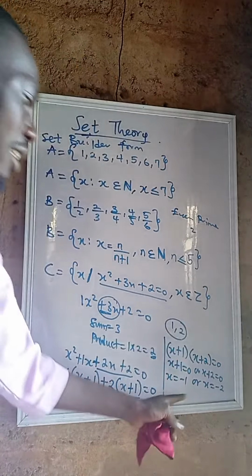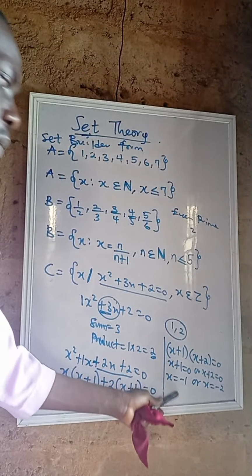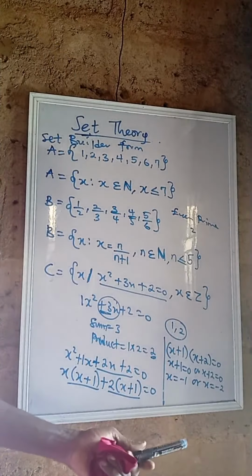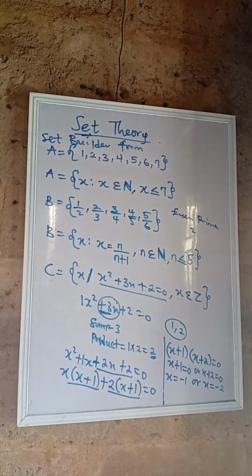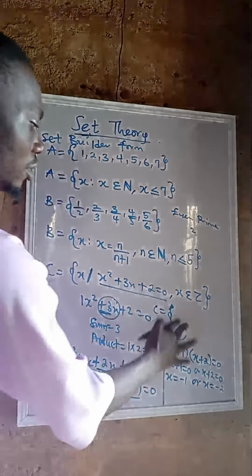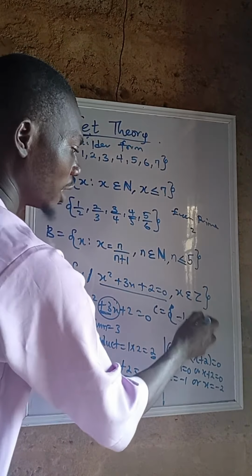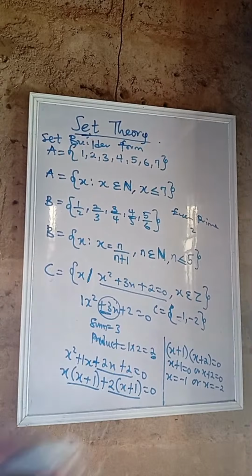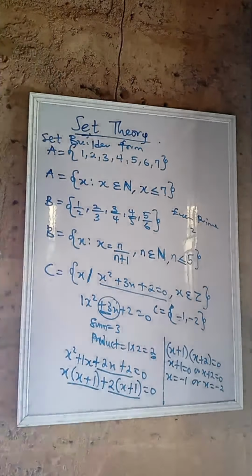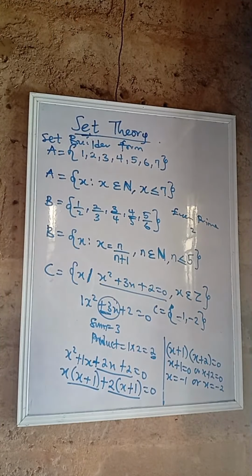Now go back to this. Are these values satisfying the condition here? Yes. Integers can be negative or positive. So therefore we'll conclude that the elements of C are what? Minus 1 and minus 2. Another thing that I want you to know is that the order of putting this down is not relevant. So you can say minus 2, comma minus 1. Still the same thing. There's nothing bad regarding that.